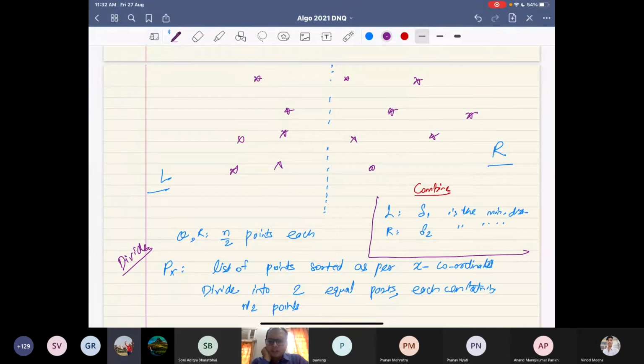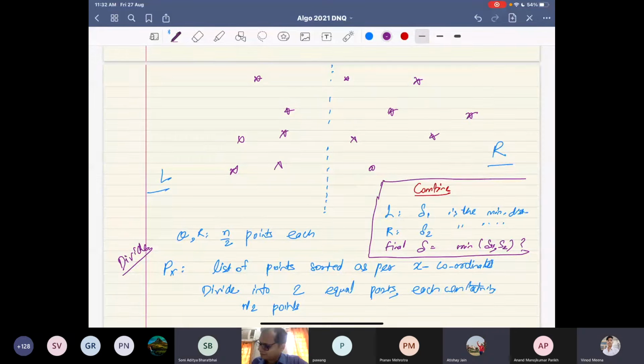Sir, the minimum distance can be between the points across, the rightmost point of the left part and the leftmost point of the right part. No, that's okay. This is what you will get from the two subproblems, delta 1, delta 2. Now you have to combine them to give me the final solution. So can I just say the final solution, delta, is the minimum of delta 1, delta 2? No, sir, one more distance will be there. Why can't I say that?